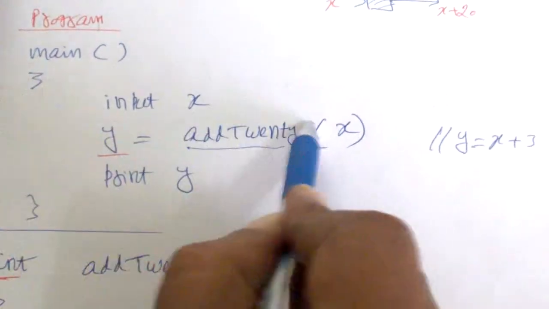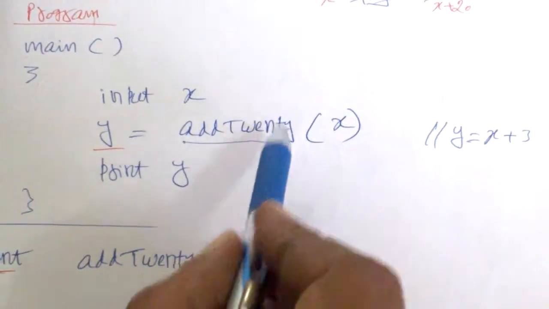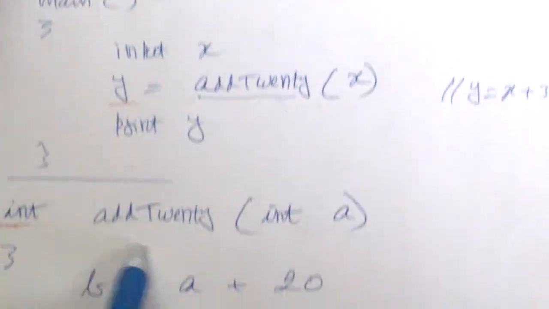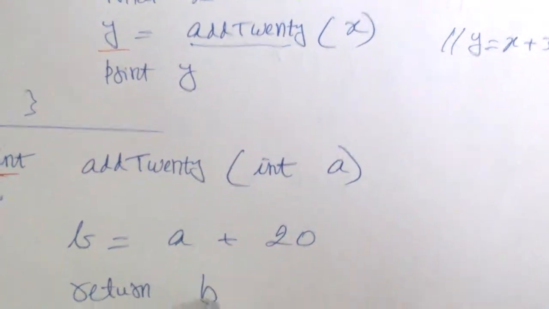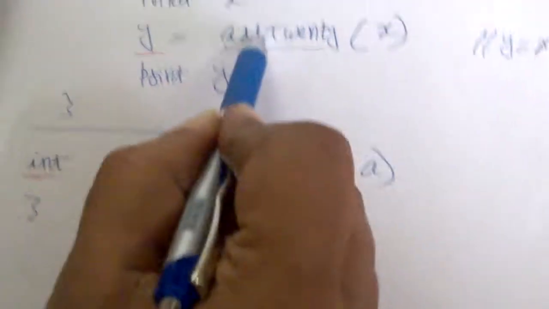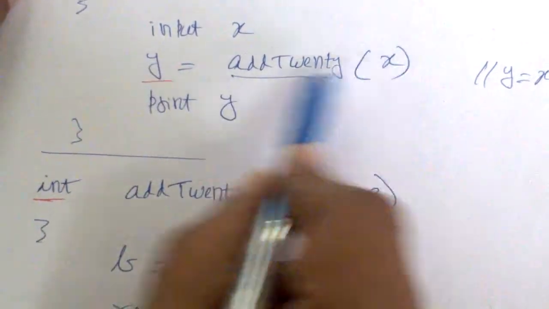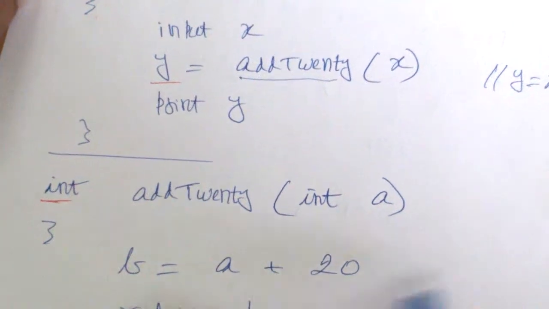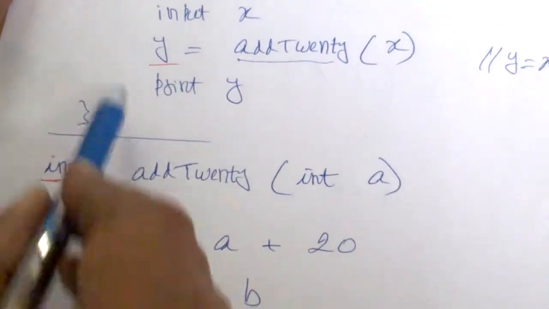It's just like writing y equals x plus 3. It's going to evaluate this. How is it going to evaluate? It will go here, execute this, and come back. When it comes back, it returns b. What is b? It's an integer. So this returns an integer, and that integer is put into y. So y equals, it computes that, adds 20 and comes back, and then print y. So we get the output here.